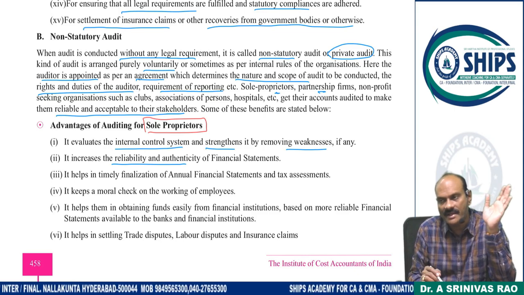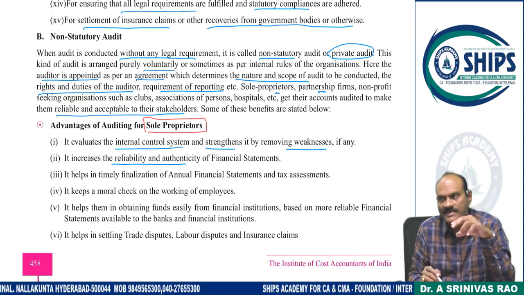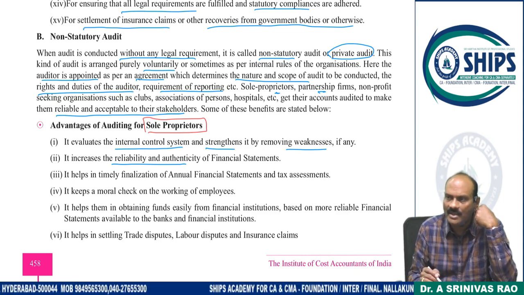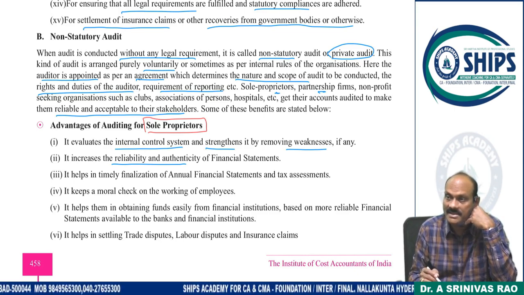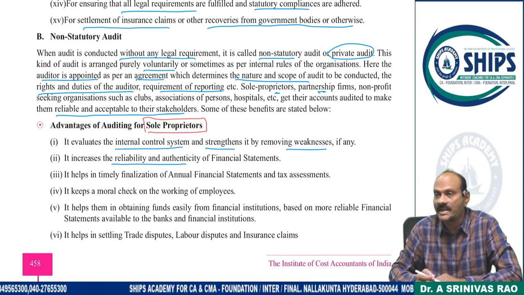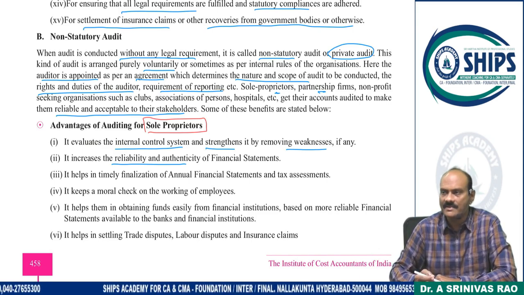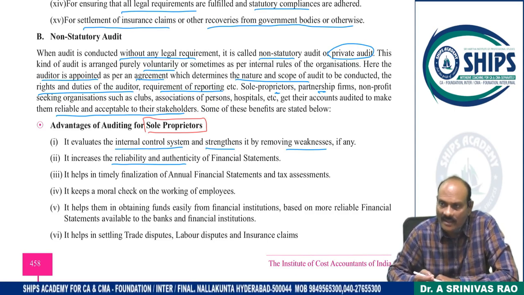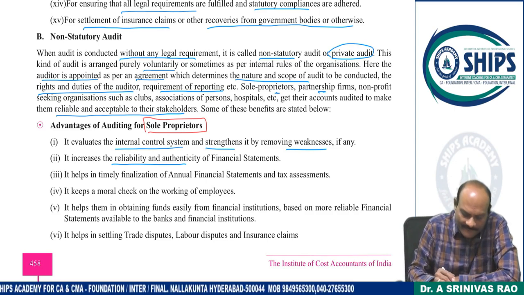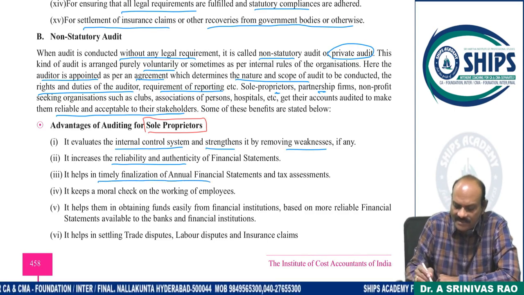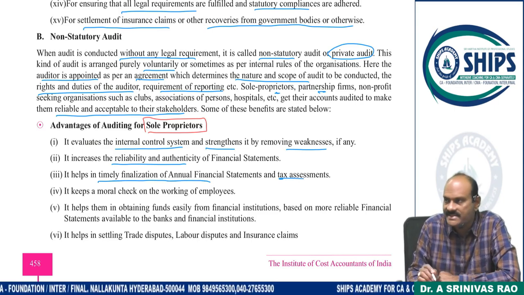Every 3 months you are conducting an audit. Someone visited your branch and the sole trader said, "Hey, are you conducting any audit?" "Yes, every 3 months an audit is going on. This is the report." If anybody heard that, it increases your credibility. Yes, he is behaving very systematically and in an orderly manner in the organization. And it helps the timely finalization of the annual financial statements for a tax assessment.